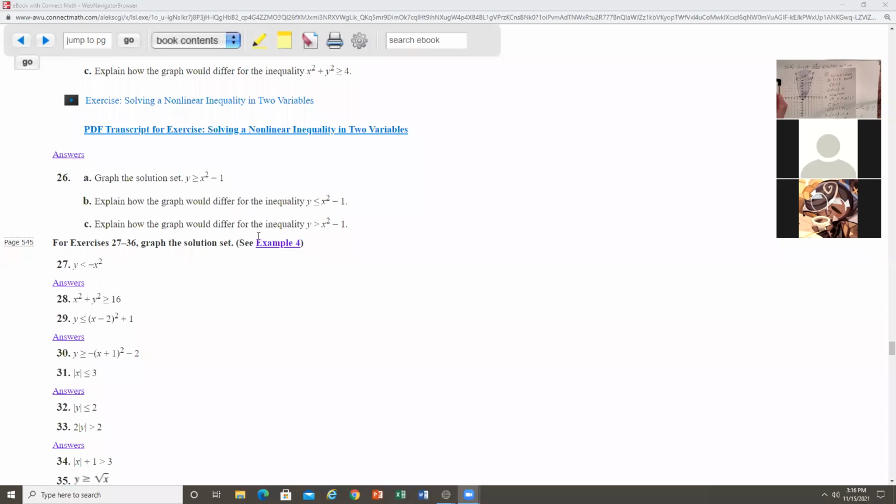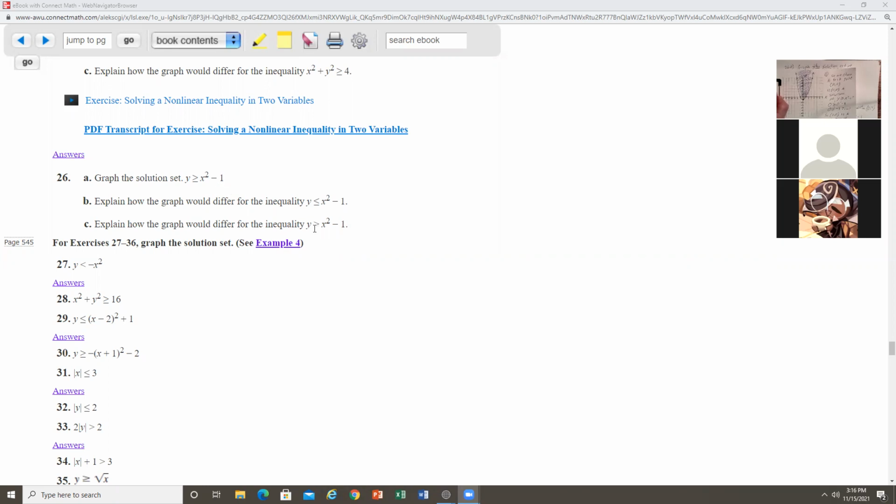About 26c, explain how the graph would differ for the inequality y strictly greater than x squared minus 1, as opposed to the one we solved, y greater than or equal to x squared minus 1. What would be the difference in the solution set? Just a dotted line instead of a solid.